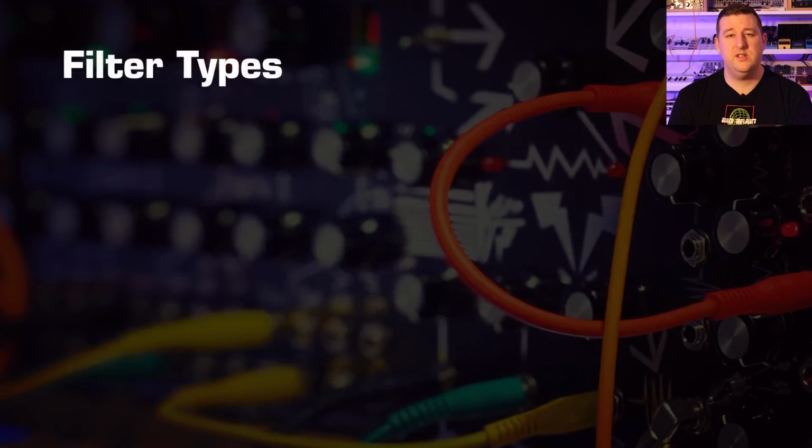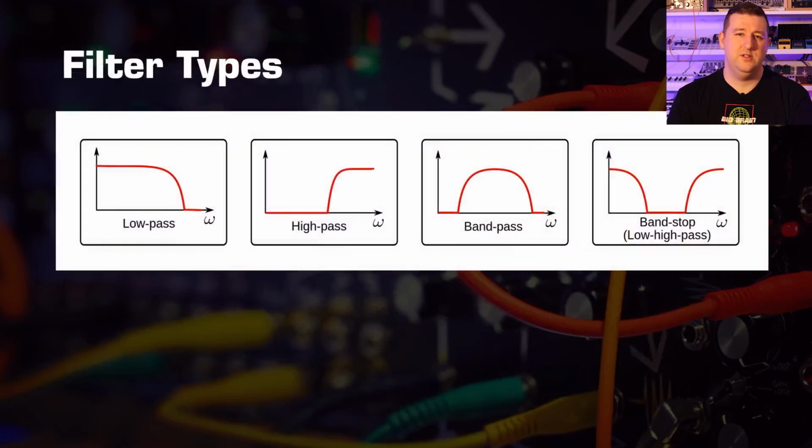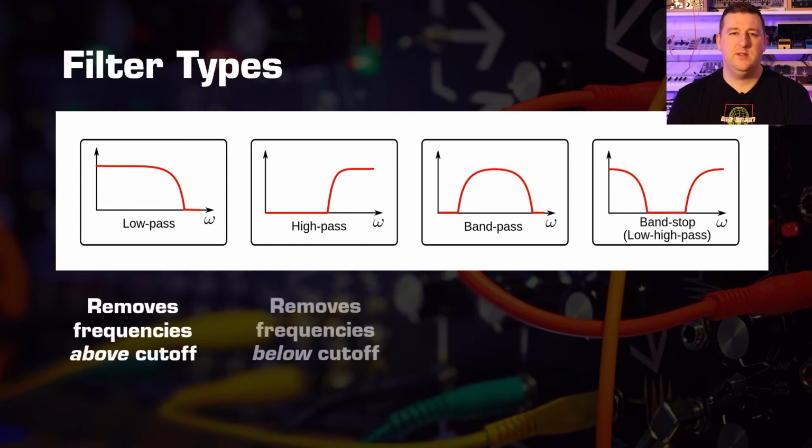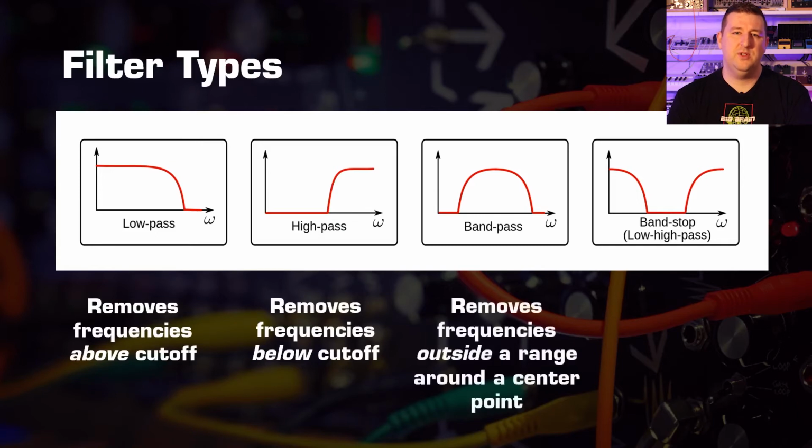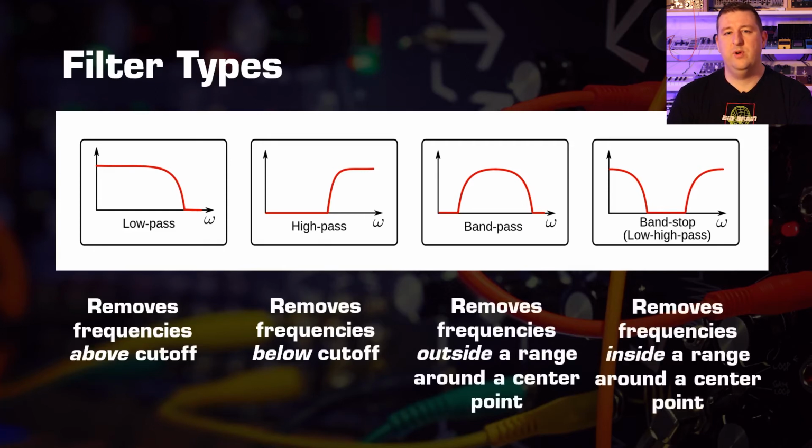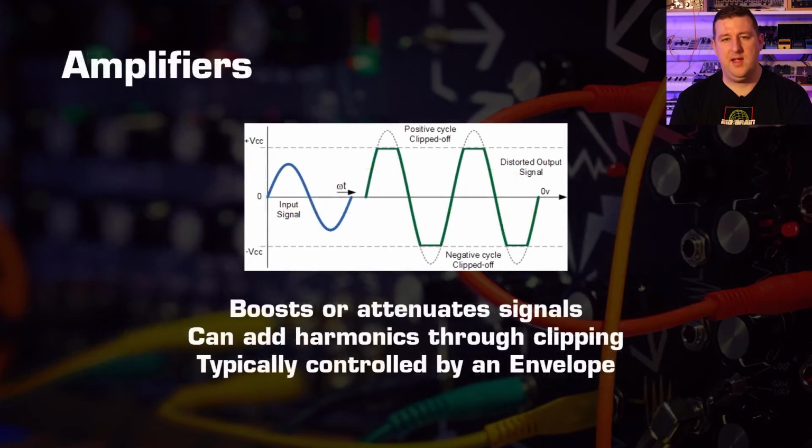Moving on to filters, there's a number of different types that synthesizers use, starting with the low-pass filter, which removes frequencies above a certain cutoff point. High-pass filters remove frequencies below the cutoff point. Bandpass filters remove frequencies outside a certain range around a point, and bandstop filters remove frequencies within the range around a point. Lastly, we have amplifiers.